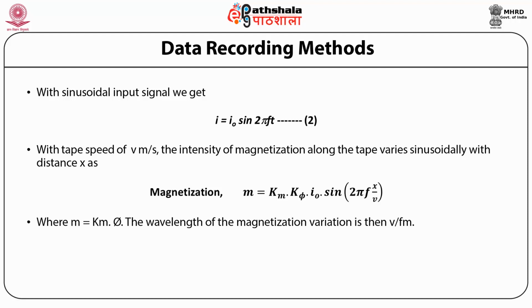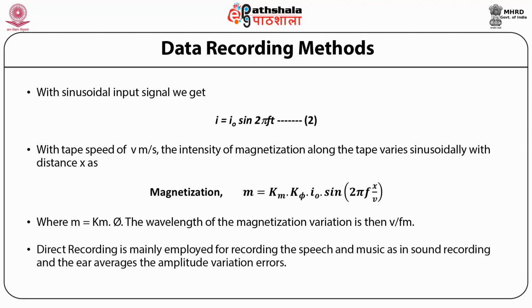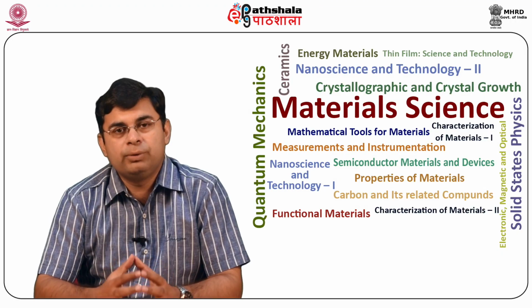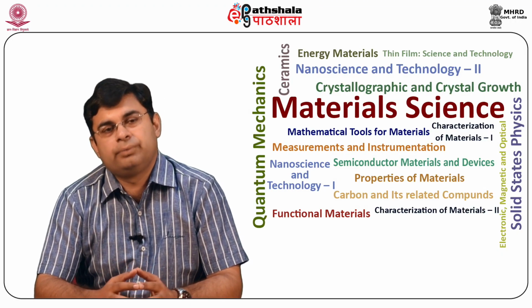The wavelength of the magnetization variation is then V divided by Fm. Thus, the resultant magnetic field in the recording gap enables magnetic recording as the tape passes under the gap. Direct recording is mainly employed for recording speech and music as in sound recording, and the ear averages the amplitude variation errors.